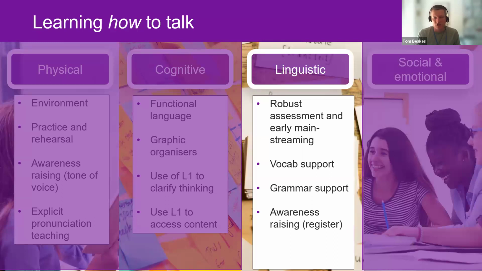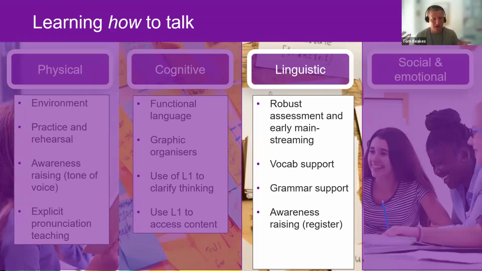Awareness raising of register. So we talked about register and having different levels of formality. Multilingual learners don't automatically know what is slang, what is formal English, what is appropriate in different areas. Indeed, first language English learners don't necessarily know this either, right? So we need to raise that awareness and be really clear about it and not assume that learners will recognize that a particular word or phrase is more or less formal.